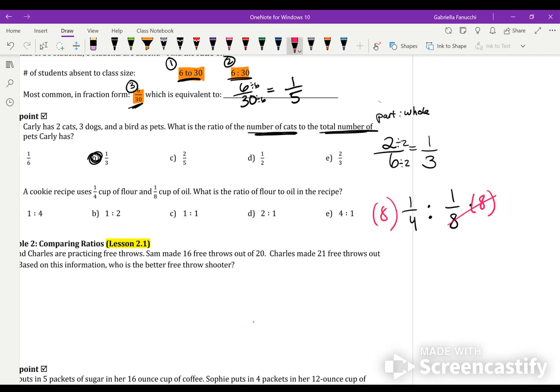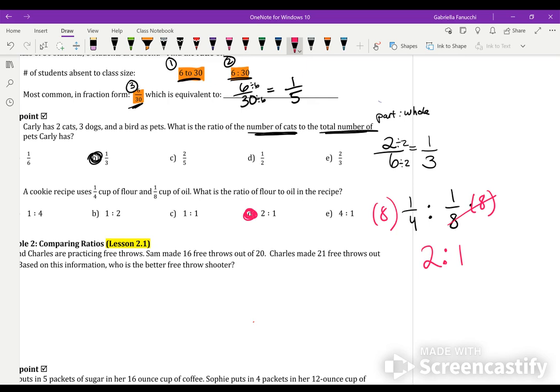And that's going to cancel that out to 1. And then 8 times 1 is 8. 8 divided by 4 is 2. So this is 2 to 1. It is a 2 to 1 ratio. So for every 2 cups of flour, you're going to add in a cup of oil.